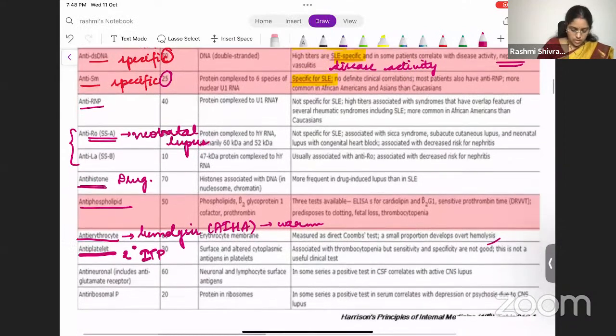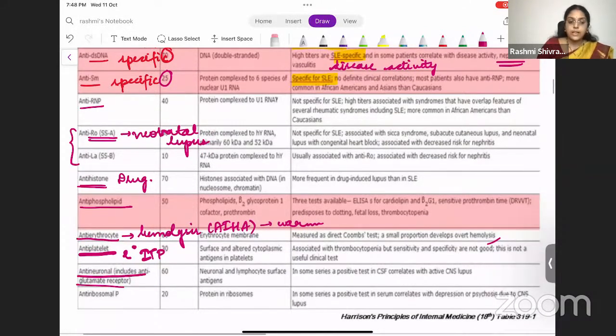Next is anti-neuronal antibodies. These will be active in some patients with CNS lupus. Anti-neuronal, you can remember, inside the neurons, so you can call it CNS lupus. Then anti-ribosomal antibody. This is also very, very important. It correlates with CNS lupus, but mainly it is very important in patients who have depression or psychosis due to CNS lupus. Anti-ribosomal P antibodies: depression or psychosis with CNS lupus.